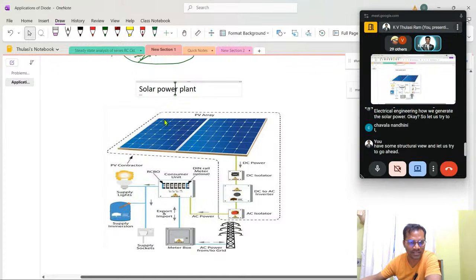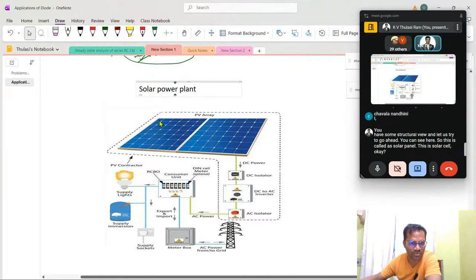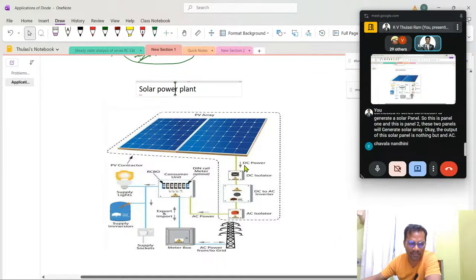You can see here, this is called a solar panel. This is a solar cell. This group of cells is connected in series to generate a solar panel. So this is panel 1 and this is panel 2. These two panels will generate a solar array. The output of this solar panel is nothing but a DC supply.